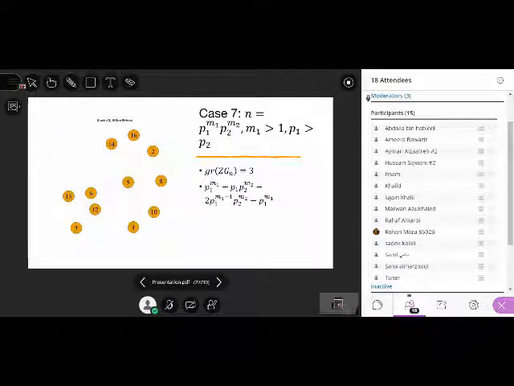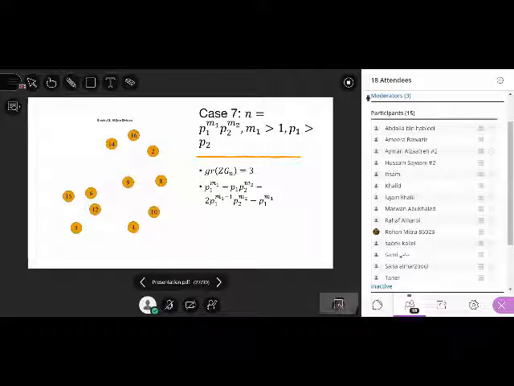Case 7: let n equal P1 to the power of M1 times P2 to the power of M2, where M1 is greater than 1 and P1 is greater than P2. This is similar to, I think, case 3. So M1 has to be 2, 3, 4, and so on, while M2 can be 1, 2, 3. 1 is not excluded for M2. So we realize that the girth is equal to 3 because there always exists an odd cycle.